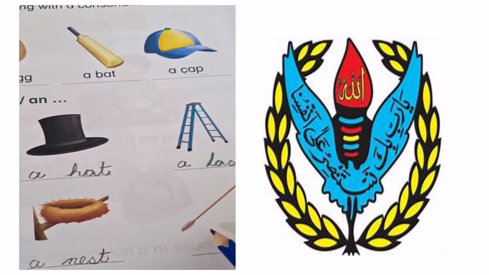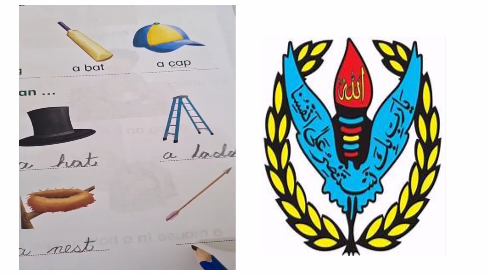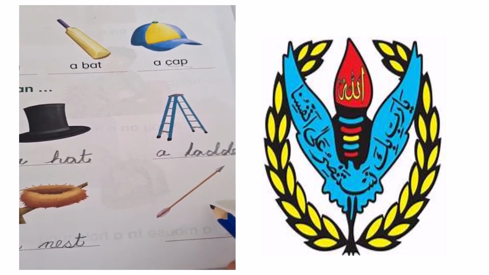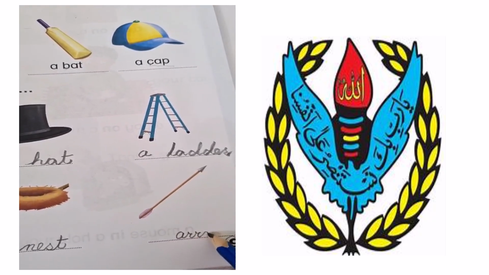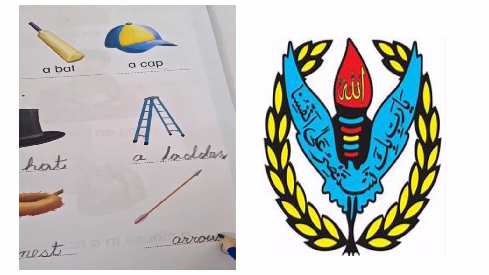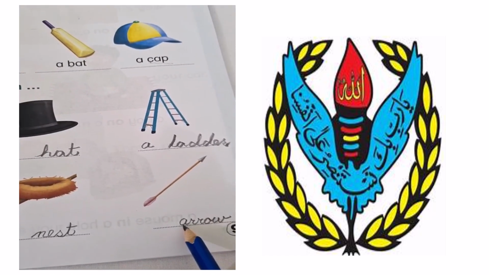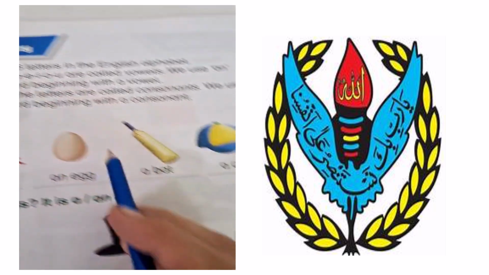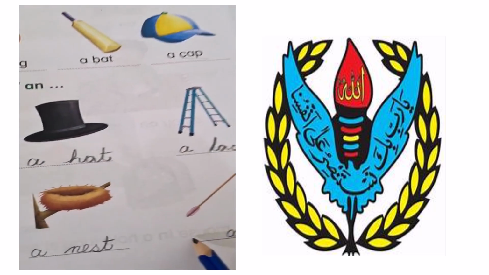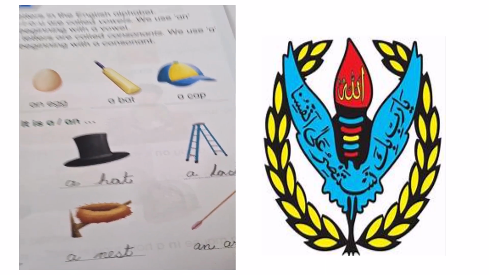And the last picture is of an arrow. Now, you tell me, what should I write before arrow? Arrow. Yes, well done. The word arrow starts with an A. A is a vowel. See? Now before the vowel, I will write an, and I will say it is an arrow.